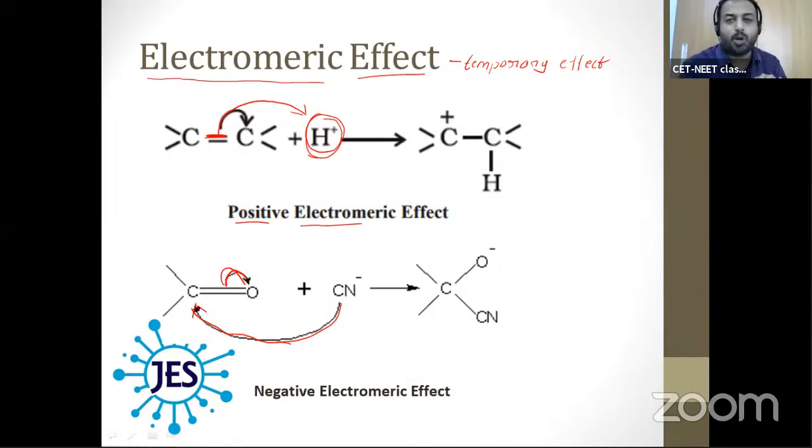One difference you have to note here: for permanent effects we define plus and minus with the system as reference, whereas for the electromeric effect, a temporary effect, we describe plus and minus with the reagent as reference.